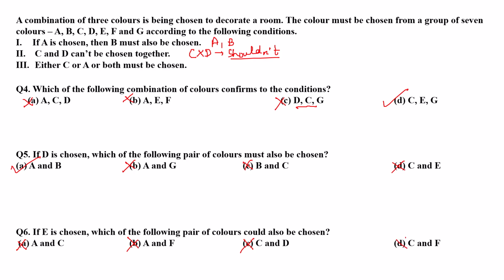So C and F is possible because it is satisfying the third rule. Either C or A should be there. So here C is there. So along with C, F is possible. So the pair of colors will be E, C and F. Okay, sorry, the correct option is D. So C, F and E is the correct option. Now moving to next set of questions.